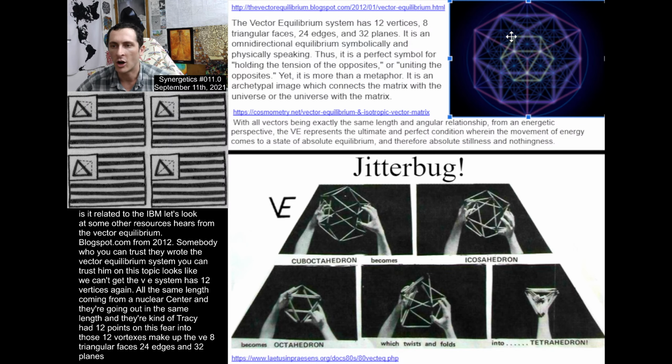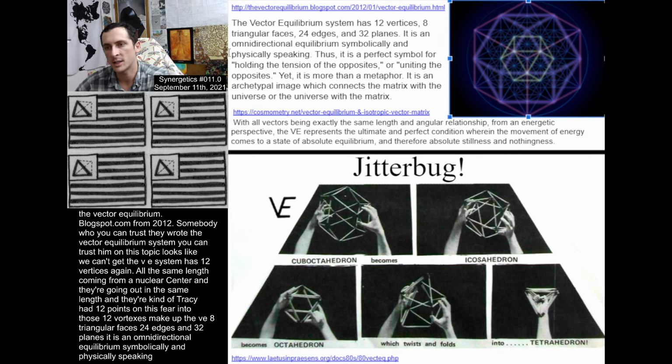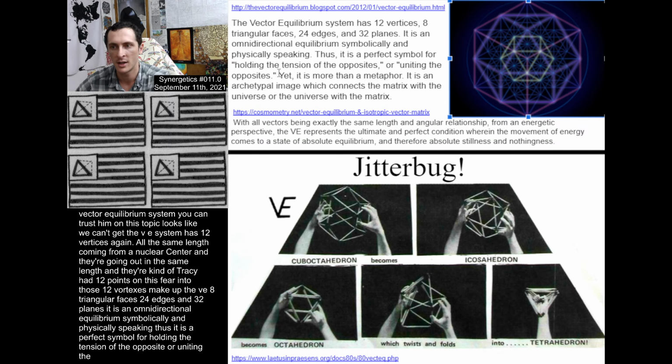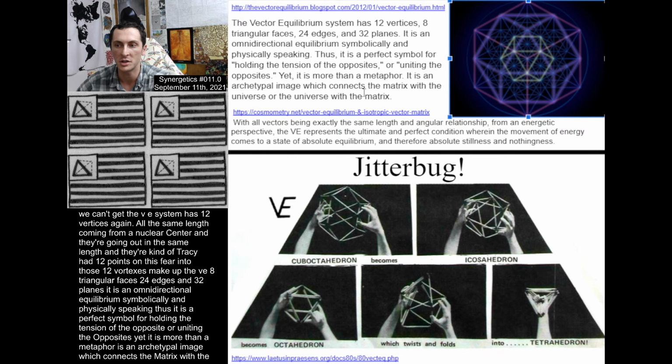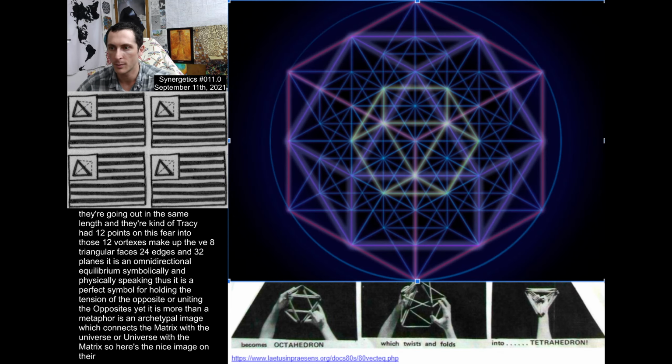It is an omnidirectional equilibrium symbolically and physically speaking. Thus, it is a perfect symbol for holding the tension of the opposites or uniting the opposites. Yet it is more than a metaphor. It is an archetypal image which connects the matrix with the universe or universe with the matrix. So here's the nice image on their site. Pretty cool.